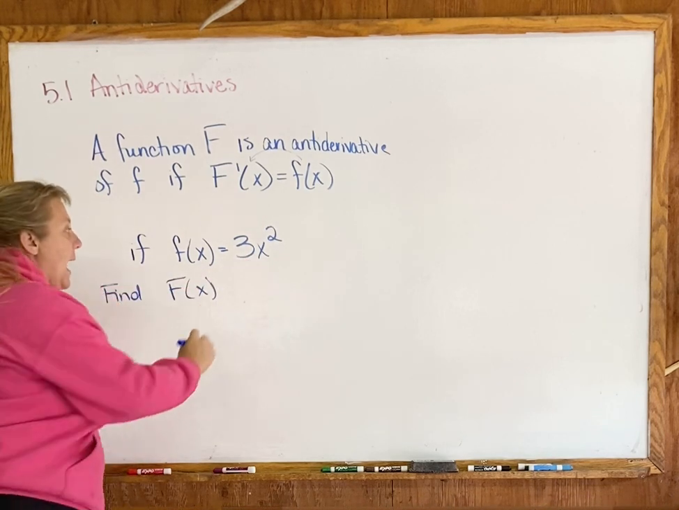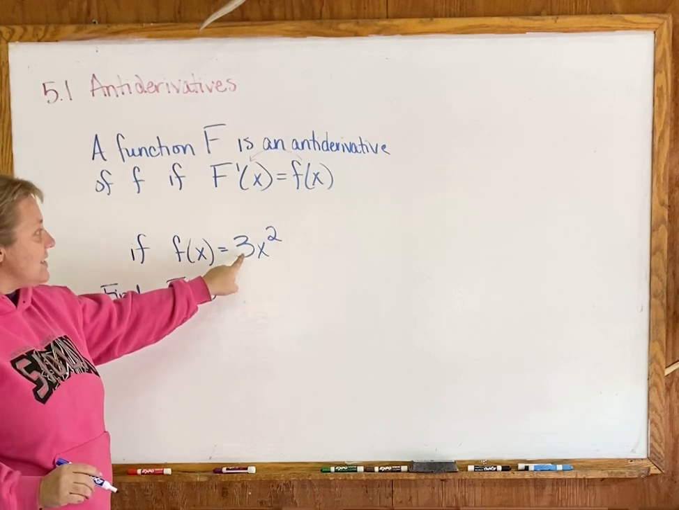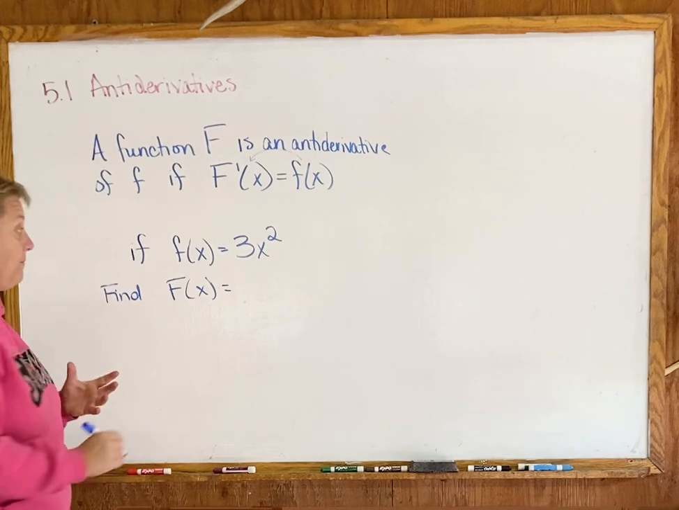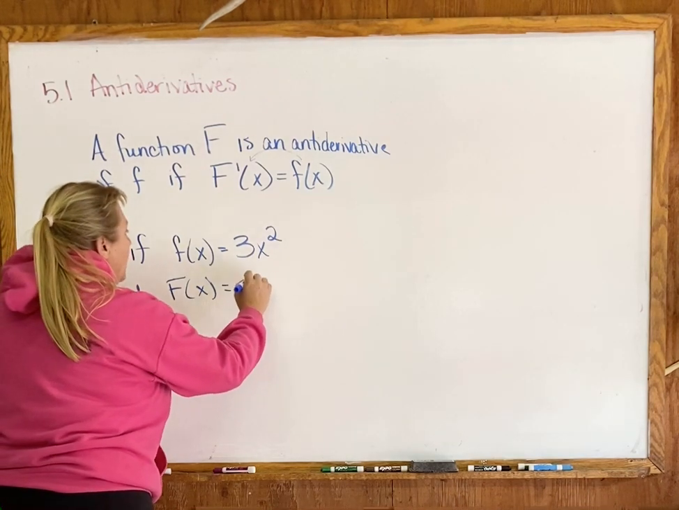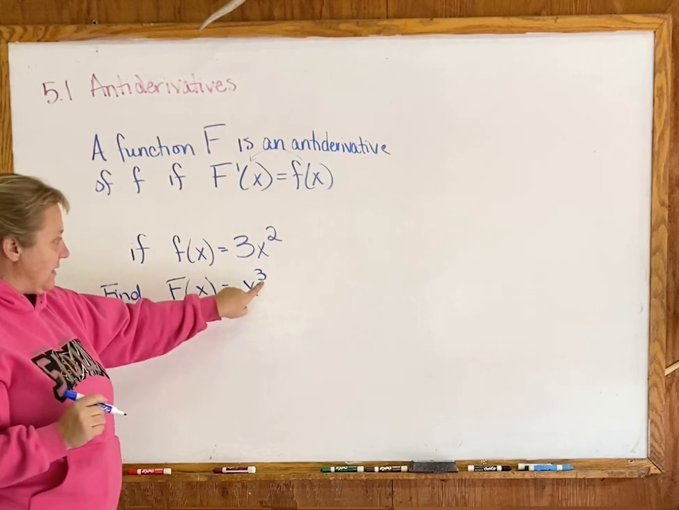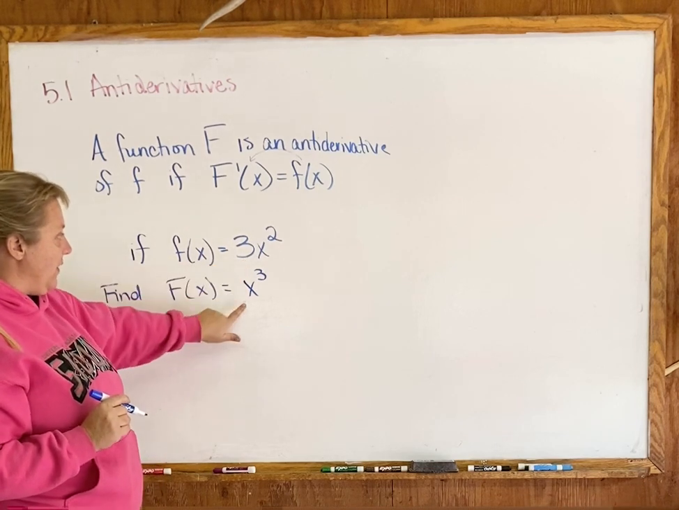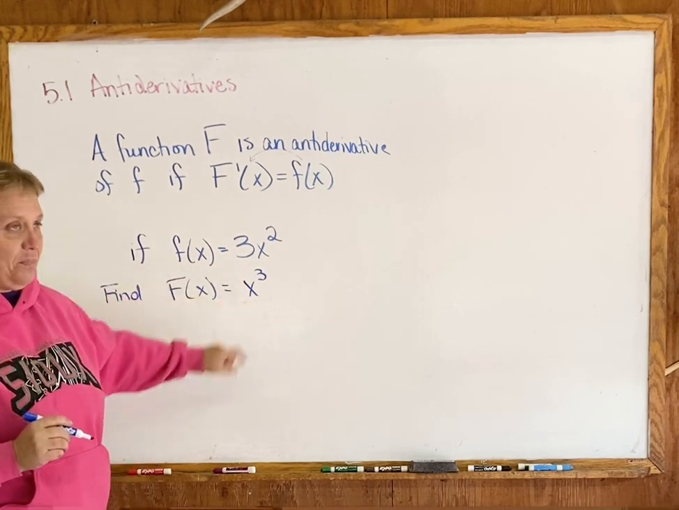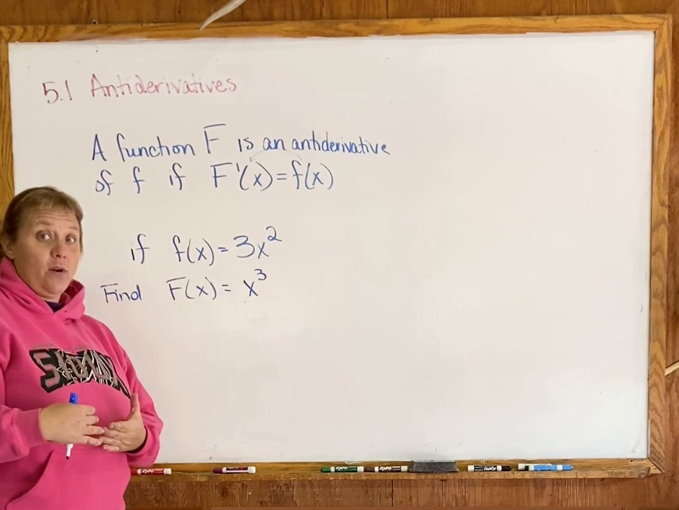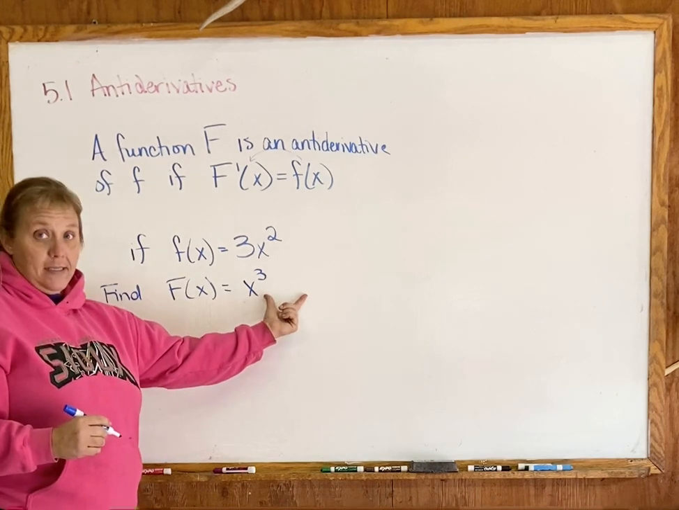So what we need to ask ourselves is what function has 3x squared as its derivative? So think about that for a second. And then I want you to think, wouldn't that be x cubed? Isn't the derivative of x cubed 3x squared? Okay. So they gave us the derivative, we're giving them the original function. There's a but though. So whenever we're finding the antiderivative, we're going backwards, we need to include a constant.